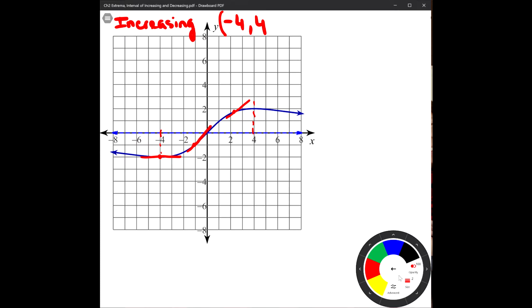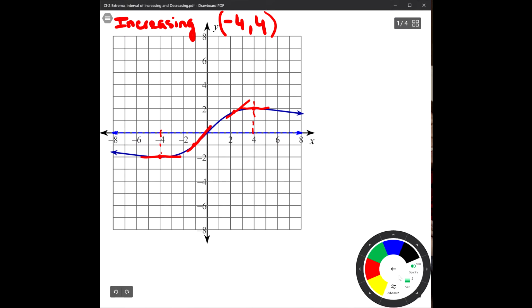And same thing, we put a point at 4, we draw a tangent line, and we see the same thing, a horizontal line. Therefore, we don't include 4 in our increasing interval. So the increasing interval is only from -4 to 4, but not including -4 and 4. Alright, okay, so now we can look for the decreasing interval.